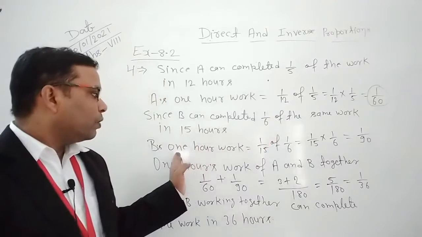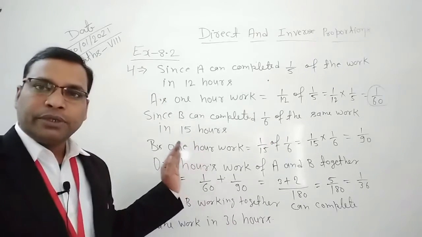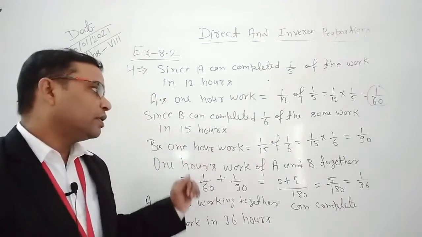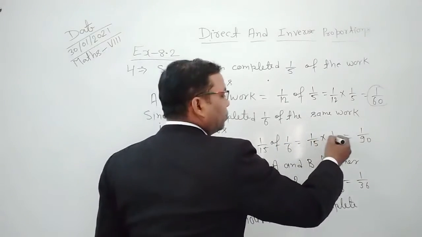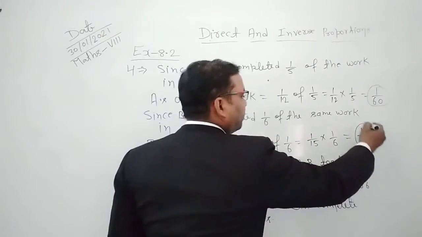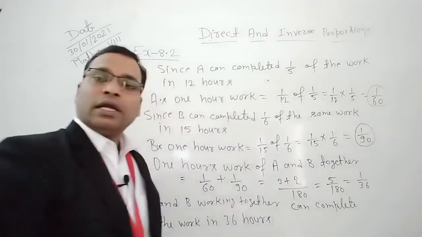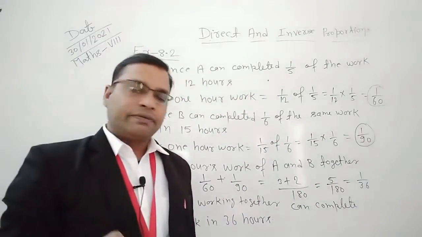So 1 hour's work of B. B's 1 hour work is equal to what? So B's 1 hour work is equal to 1 by 15 into 1 by 6. This is equal to 1 by 90.